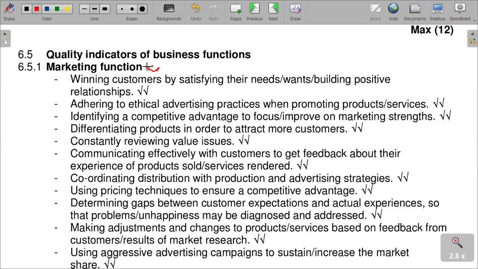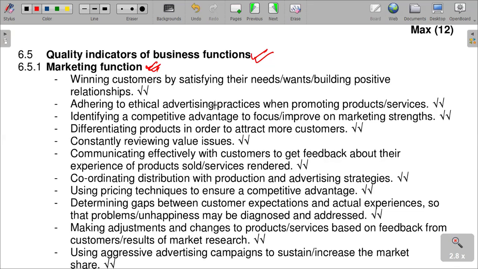And then quality indicators of businesses in marketing function. We have got quite a lot of functions in business. It can be HR, it can be accounting, it can be public relations or whatsoever. But understand that the question wants you to explain quality indicators in business functions, specifically under marketing. Winning customers by satisfying their needs and building positive relationships is a quality indicator to say that customers are satisfied and we have a positive relationship.